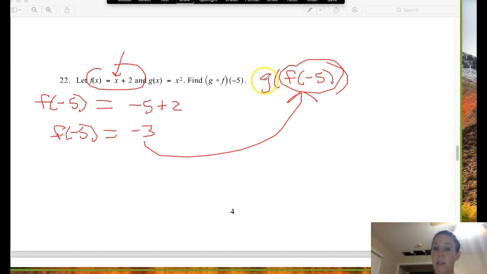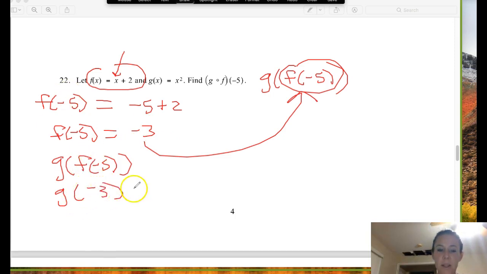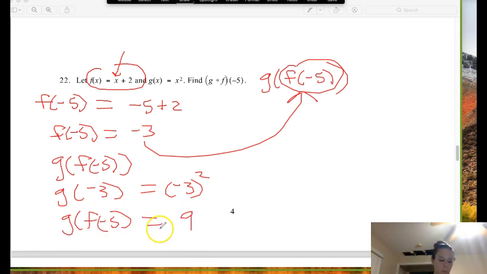So now we take that answer, we plug it into the g function. So now we have g of f of negative 5. We figured out f of negative 5 is negative 3. So we plug this into the g function. Here's my g function. So g of negative 3 means I plug in negative 3 for x here. Negative 3 squared, and that gives me 9.